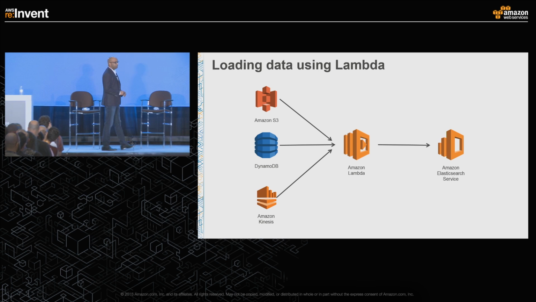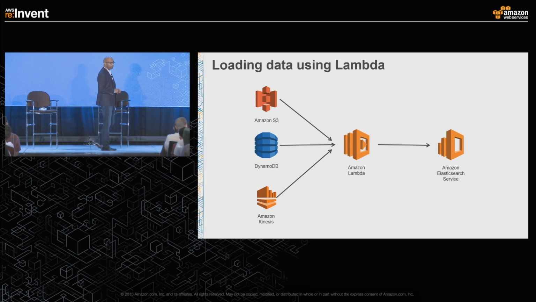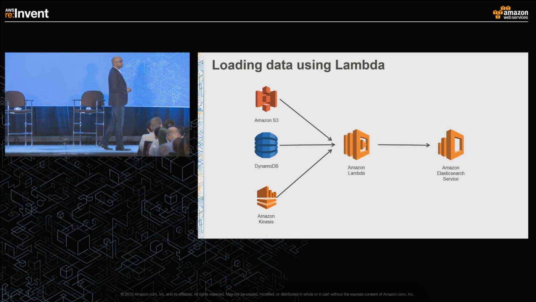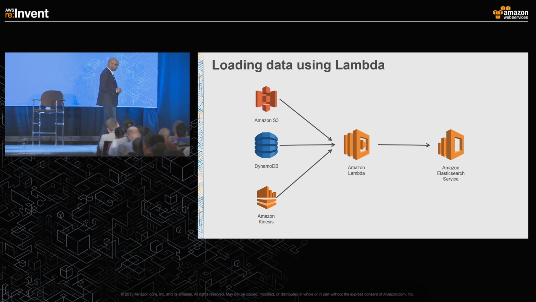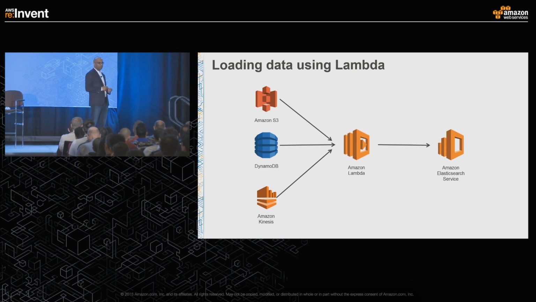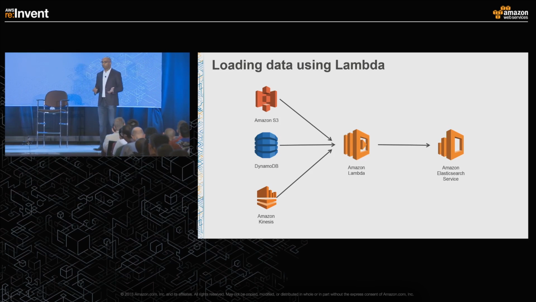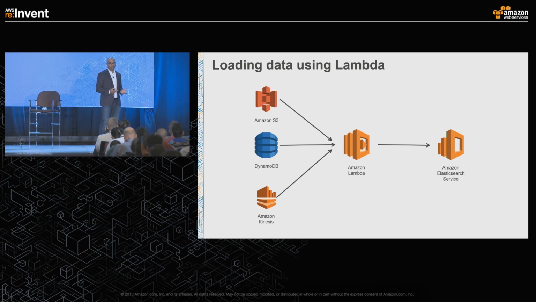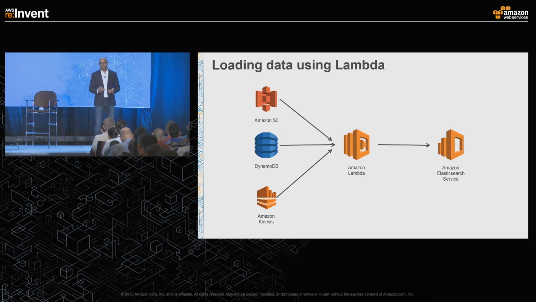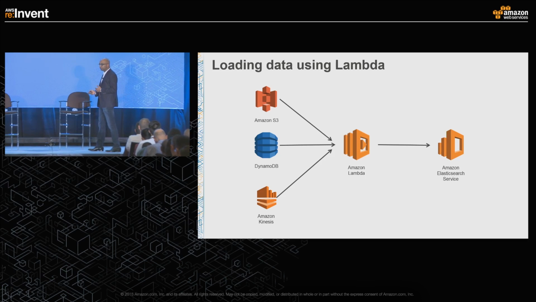Another option for loading data is Lambda. So if you have services that you're using as data sources from AWS that are already integrated with Lambda, so S3, Dynamo, Kinesis, you can write a very simple Lambda function that gets triggered when there's some kind of an update on one of these data sources, and then pushes data over to your domain in Amazon Elasticsearch service.